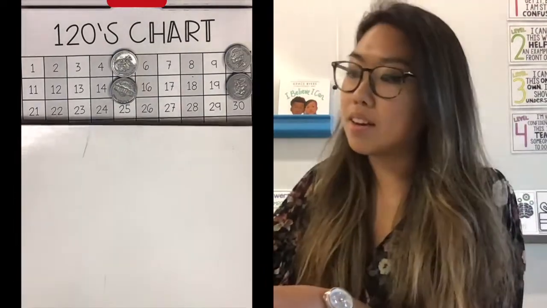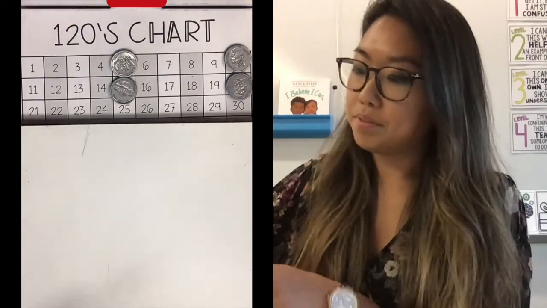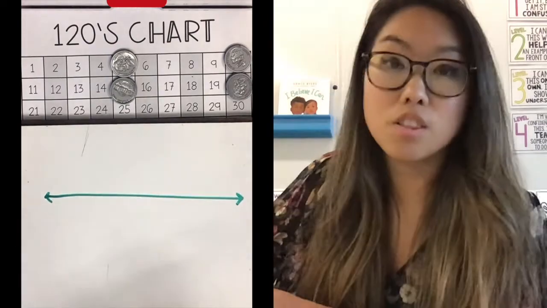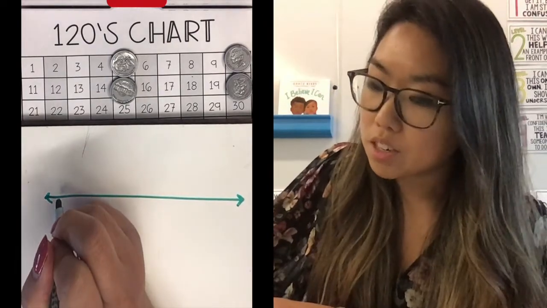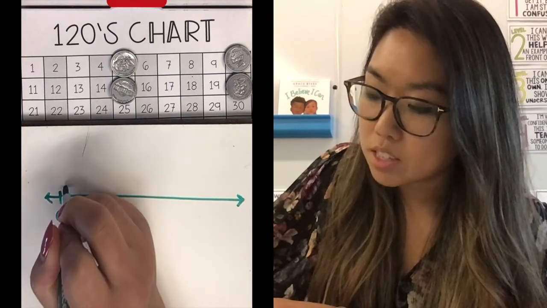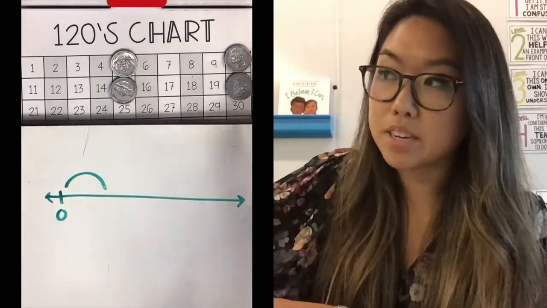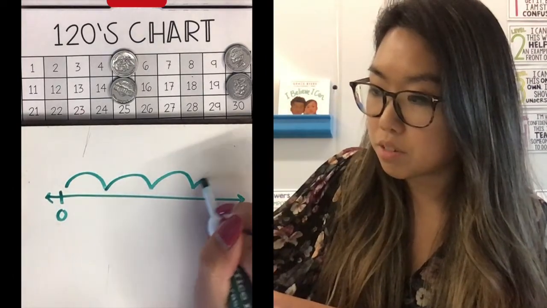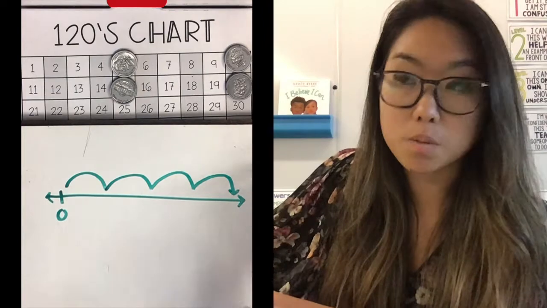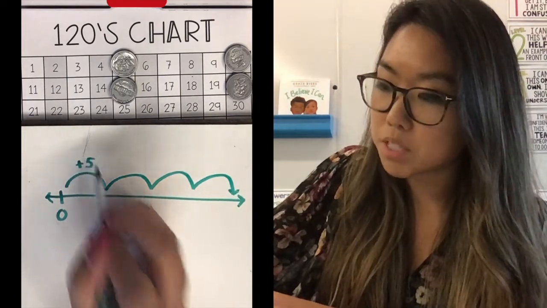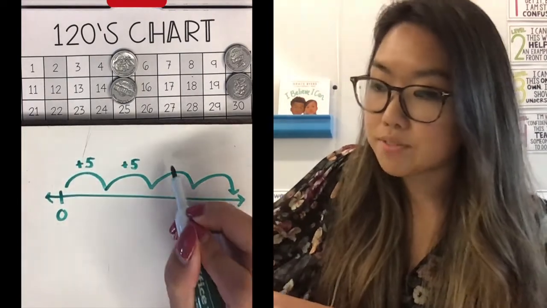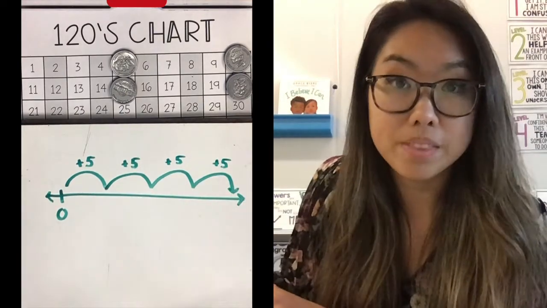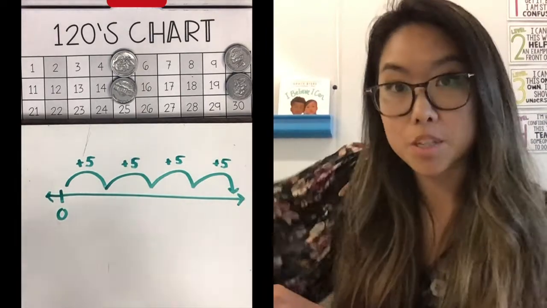If I have my number line, I can draw my number line and I can look at my hundreds chart to help me. I started at 0, and so I made how many jumps with nickels? I made 4 jumps. 1, 2, 3, 4. 4 jumps with nickels, and each one of these jumps is 1 nickel. 1 nickel is 5 cents. So I'm going to add 5 to every jump. That's showing I know how much I'm jumping.